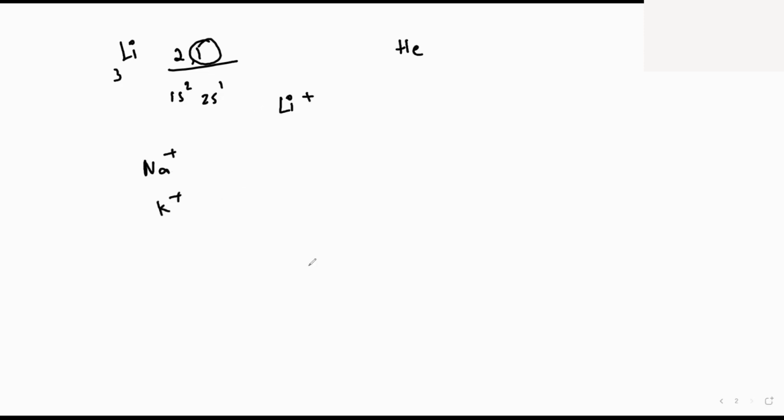So all the group 1 elements will lose one electron. I think you might have learned, I'm not sure, about the group properties. Reactivity. Okay, never mind. So for group 1 elements, reactivity increases as you go down. Very good. And why?